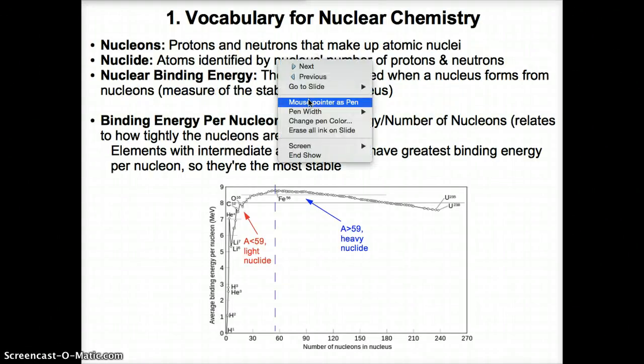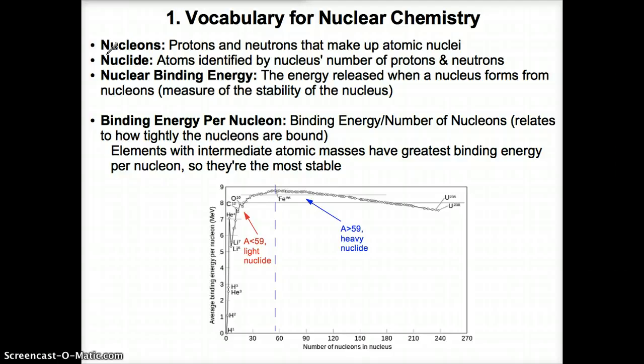Let's first discuss some vocabulary for our new unit, nuclear chemistry. Involved in nuclear chemistry is something called nucleons, or the protons and neutrons that make up atomic nuclei. Protons and neutrons collectively are known as nucleons because they make up a nucleus. Also involved is something called a nuclide, or an atom that's identified on the basis of its nucleus's number of protons and neutrons added together.